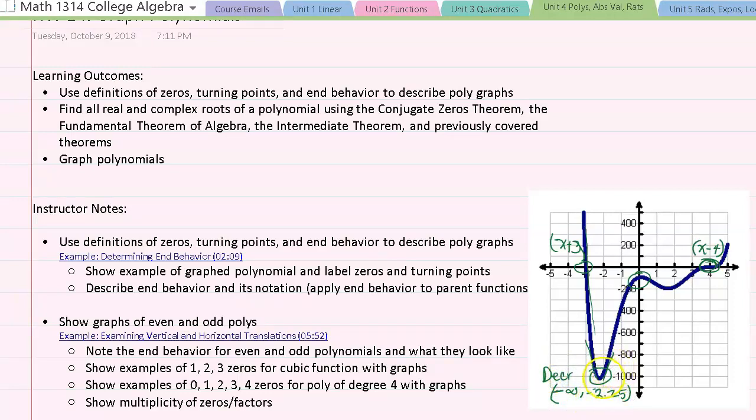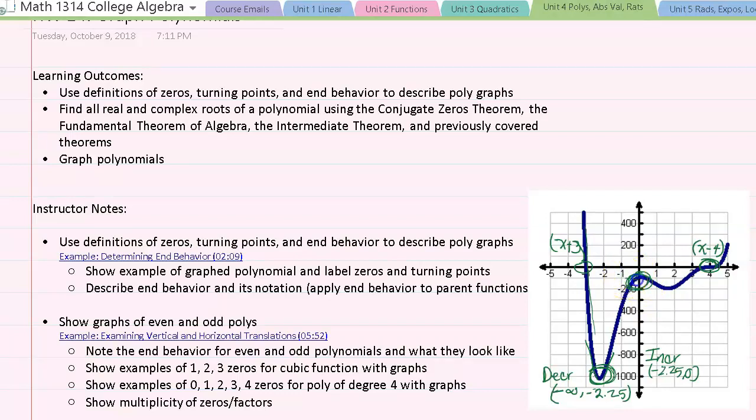Then, from negative 2.25 to about 0, we see that the y values are increasing. So we have found that there is a turning point at the x value of negative 2.25 and the y value of about negative 1,000. Again, we see a change from increasing to decreasing at the x value of 0. So there is a turning point at x equals 0 and y equals negative 100.